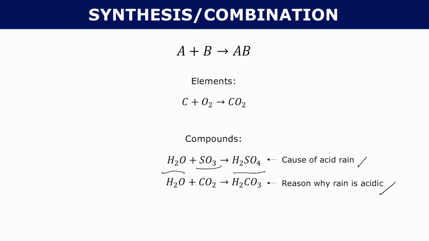But you can also have carbon dioxide in the atmosphere on its own, and sometimes that reacts with the water to produce H2CO3, which makes rain on its own normally acidic.